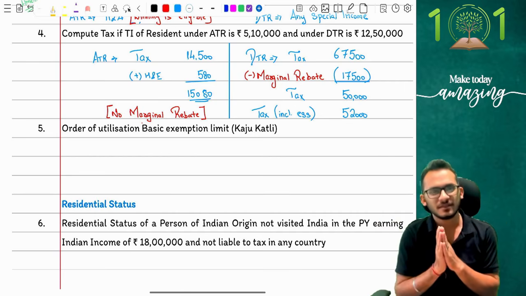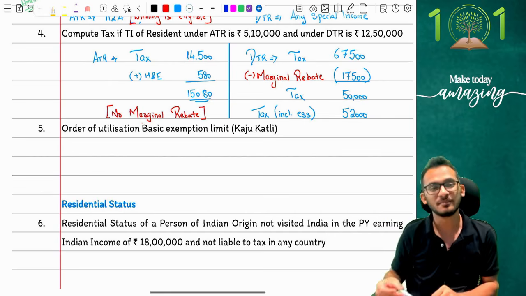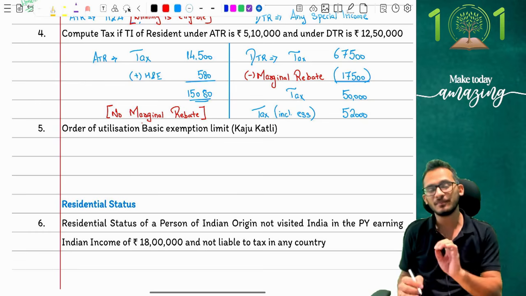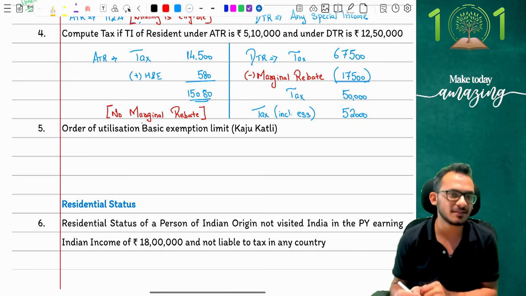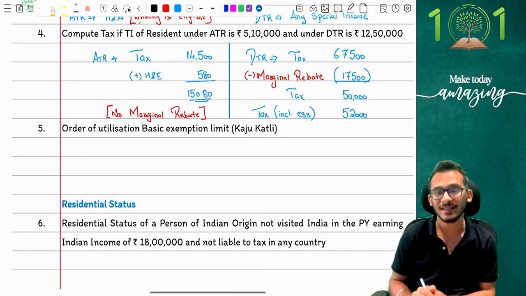Let's go with question number 5. Question number 5, people, is one of the most important questions because this is somehow something which students either don't read or probably never understood properly. There is a question which basically talks about how do you utilize your basic exemption limit?